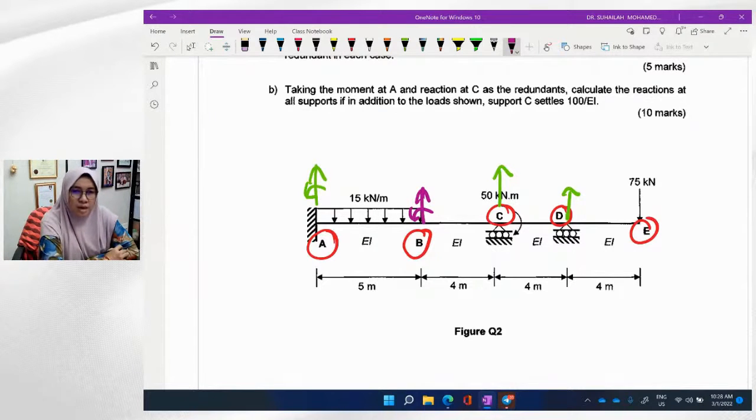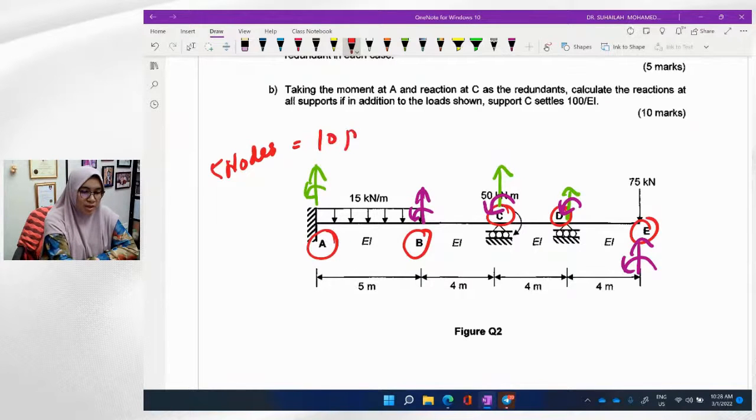Purple is for unconstrained. So 3 unconstrained, 4 unconstrained. This question has 5 nodes, equivalent to 10 DOF.